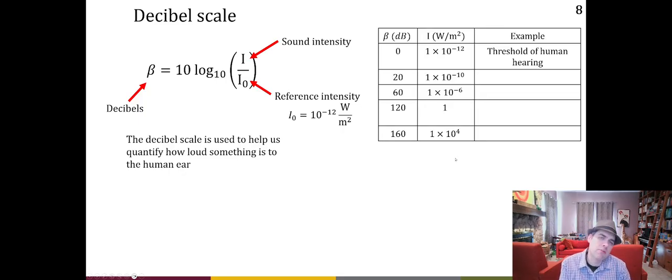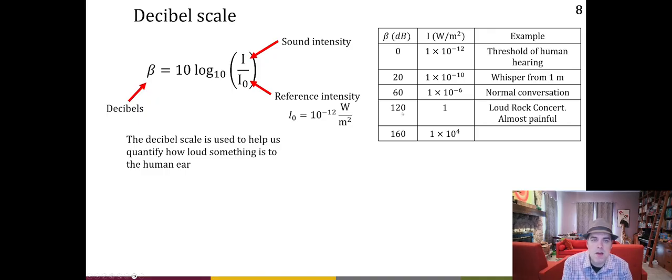So I pulled a bunch of numbers from the textbook here. When the decibels is 0, the intensity of the sound to cause that is 10 to the negative 12th, and this is the threshold of human hearing. You really can't hear anything at 0 decibels. When you go up to 20 decibels, this is the intensity for it to be at 20 decibels. This is like a whisper from 1 meter away. 60 decibels is like normal conversation. 120 decibels is like a really loud rock concert, almost painful. And 160 decibels is like you're bursting your eardrums.